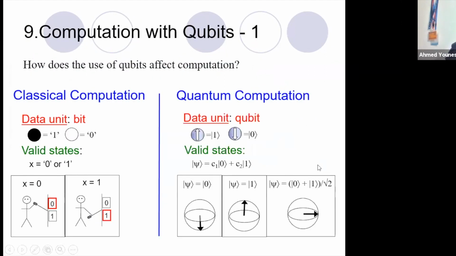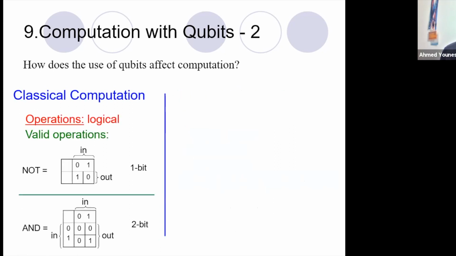So to summarize, as a difference in classical computation, we have 0 and 1. In quantum computation, we have a linear combination between the two states. It can be in a superposition between 0 and 1 at the same time. So we have our data, but what about the operations?